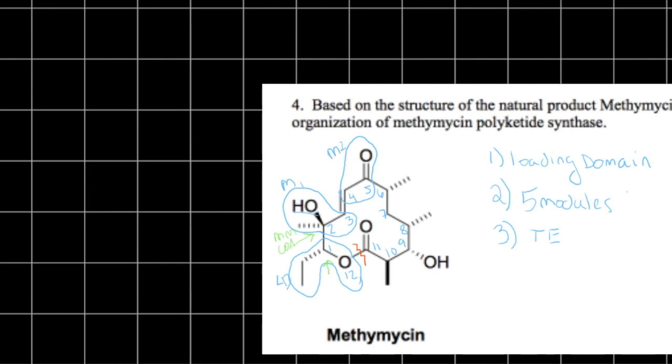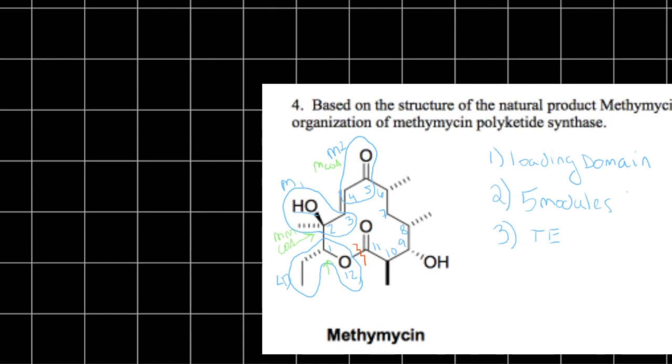So module 2. We're going to look at the 4 position here, and the 4 position does not have a methyl group, which means that module 2's AT selects and loads for malonyl-CoA. So let's say it's going to get M-CoA.